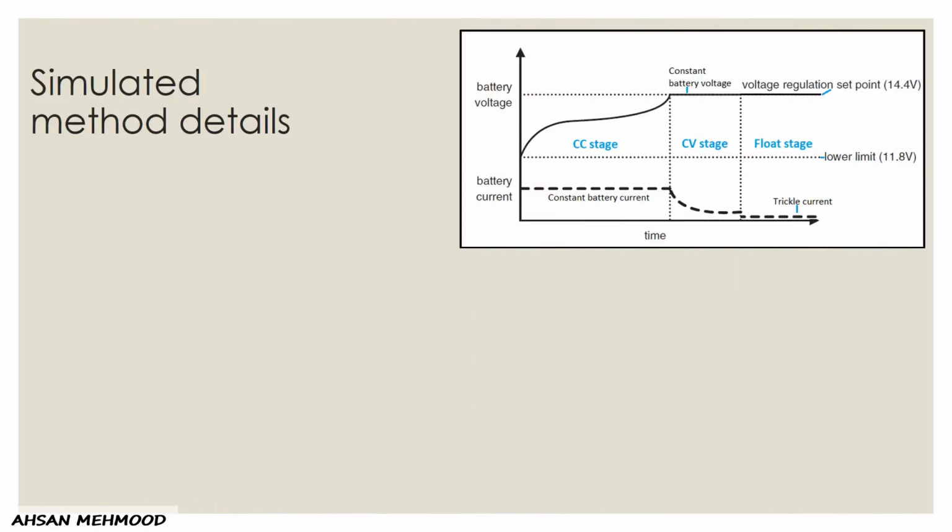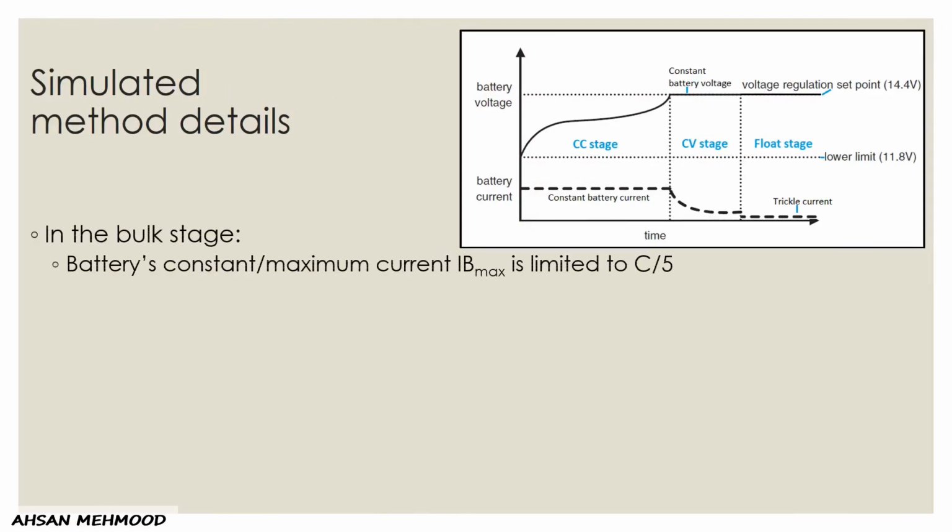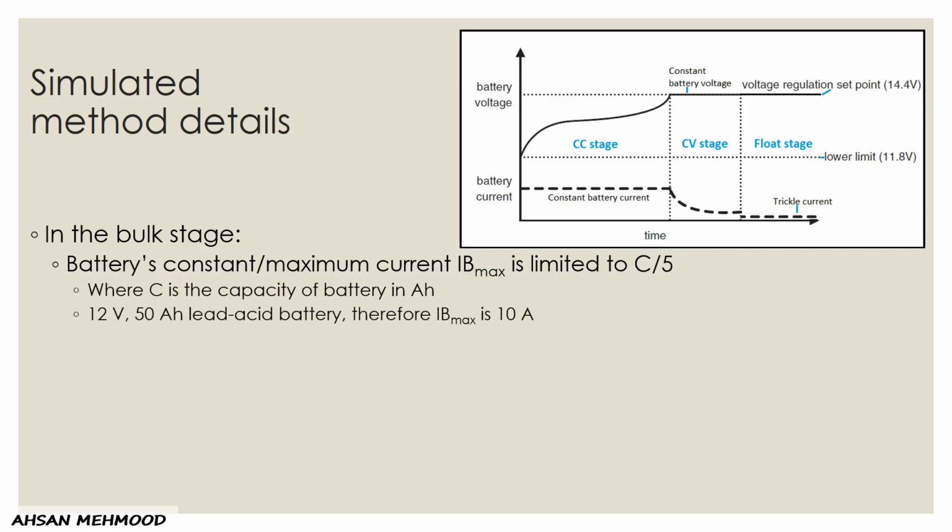In the bulk or constant current stage, the battery's maximum current, that is IB max, is limited to C by 5, where C is the capacity of the battery in ampere hours. You should remember that we are using a 12 volt 50 ampere hour lead acid battery for this simulation. Therefore, the value of IB max for the simulation is 10 ampere. Hence, the controller will maintain 10 ampere battery current in the constant current stage.